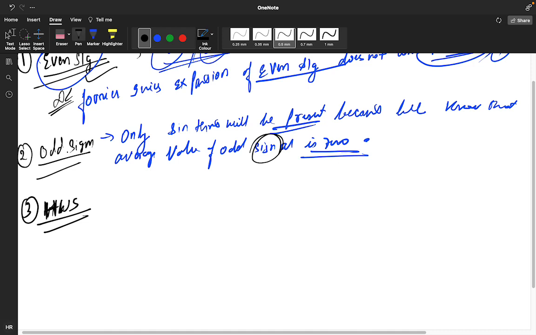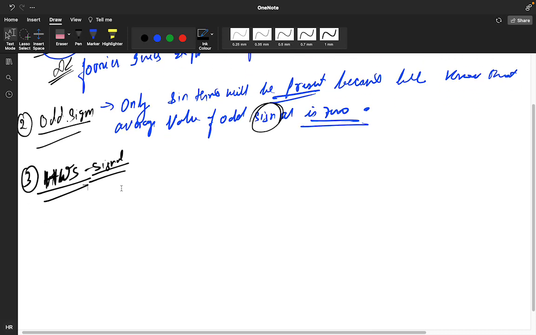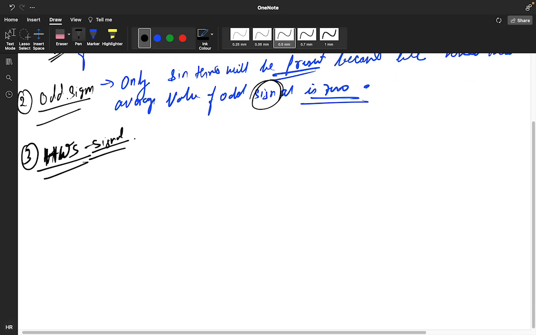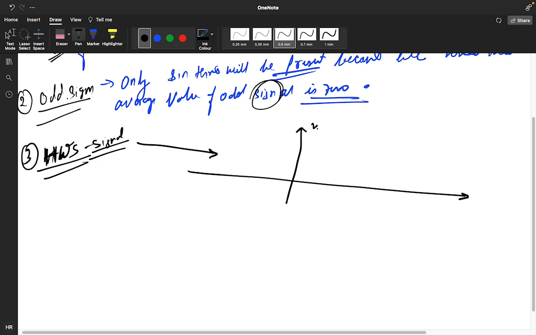It's a very important half wave symmetry signal. Okay, so this is x of t. Maybe my voice is reflecting because I'm sitting outside, from the hotel.